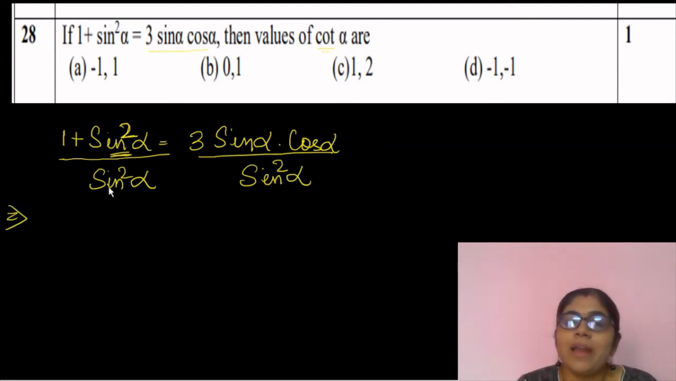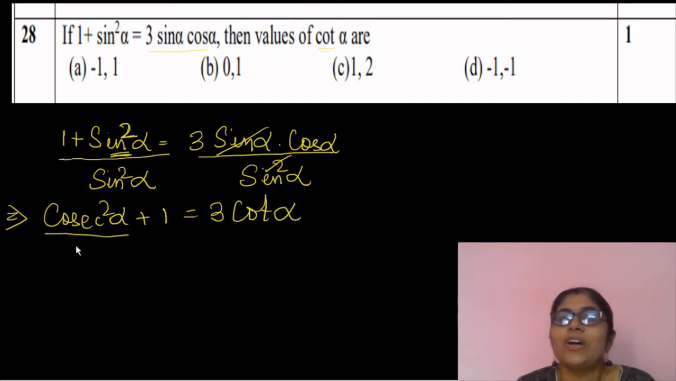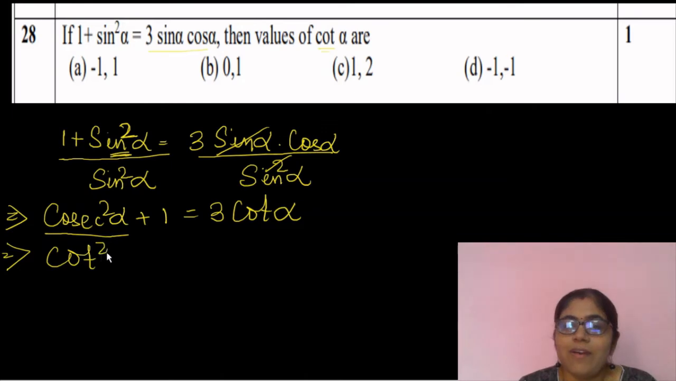So it will be 1 by sine square alpha plus sine square alpha by sine square alpha. So this is cosec square alpha plus 1. Don't leave the 1 here. People generally leave it. Equals, sine cancels, so 3 cot alpha. And what is cosec square alpha? Cosec square alpha is 1 plus cot square alpha. So 2 plus cot square alpha here and 3 cot alpha here. So cot square alpha minus 3 cot alpha plus 2 equals 0.